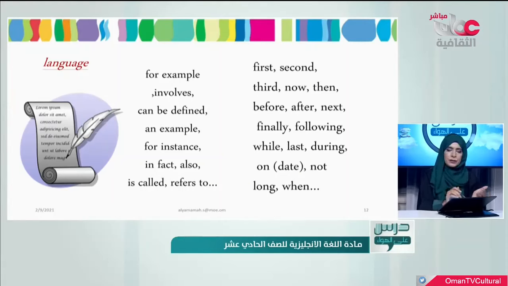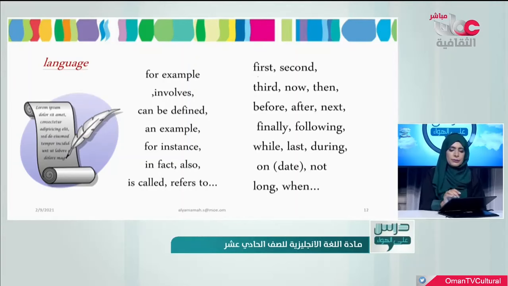For instance, whenever we need to mention some examples, there were many different kinds of communication activities in the past. So, for instance, also they used, for example, fire just to ask for help and so on.